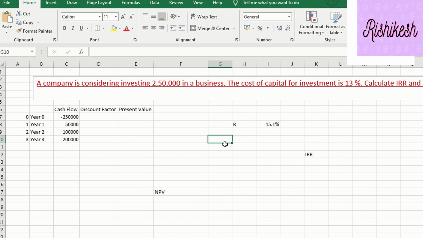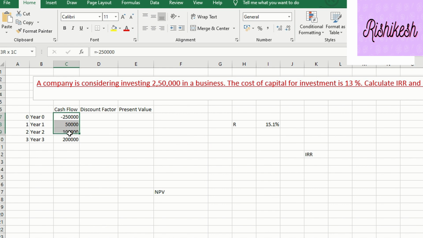Now let us see this question again on the basis of IRR calculation. We know that if IRR is greater than the cost of capital, the project should be accepted. This is what we have studied, and this example is based on that itself. It says that a company is considering investing 2,50,000 rupees in a business. The cost of capital for investment is 13%. Calculate IRR and interpret your answer.